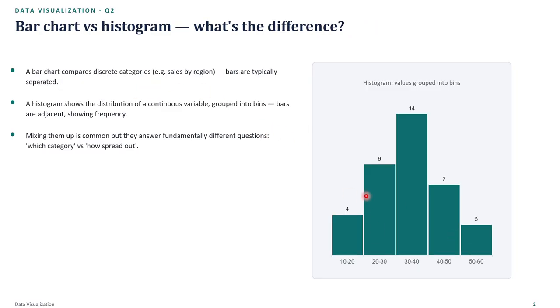As we just discussed, the difference between bar chart and histogram. Bar chart is used for categorical data, example sales by region, and there the bars are typically separated. In a histogram, it is to see the distribution of a continuous variable grouped into bins. Like for example, if I have numbers 17, 23, 44, 96, and so on, I would divide them into bins and then see their distribution.